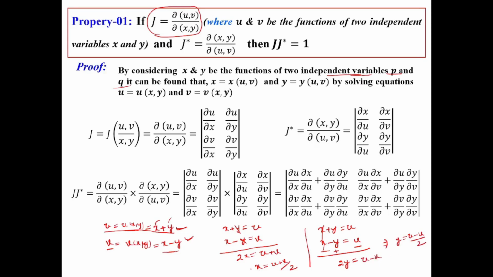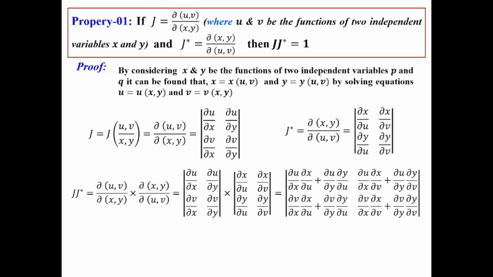So what we got from this is that x is a function of u and v, and y is a function of u and v. Even if x and y are functions of two other independent variables p and q, it can be found that x is a function of u and v and y is also a function of u and v, by solving the two equations we discussed now.